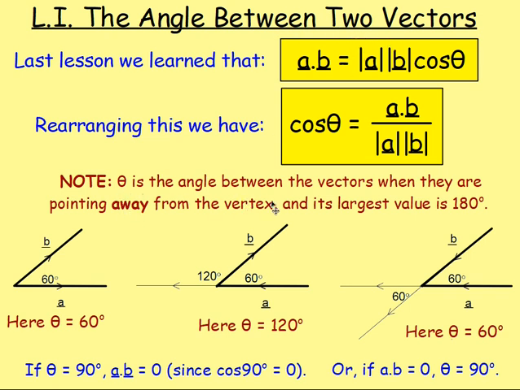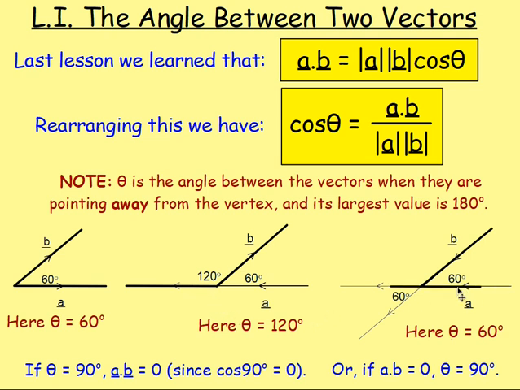Note, theta is the angle between the vectors, and you have to make sure that the vectors are pointing away from the vertex, and the largest value you will get for theta is 180 degrees. Here the two arrows were pointing away, so theta is just 60 degrees. Here one arrow is pointing in, one's pointing away, so you have to slide this vector over, keep the length the same, the direction the same, and you know then you would have 120 degrees between them.